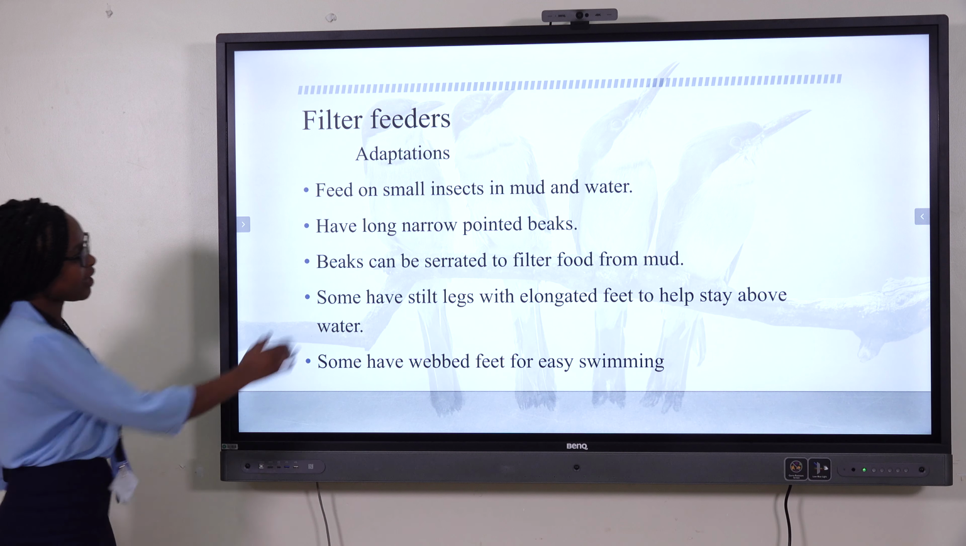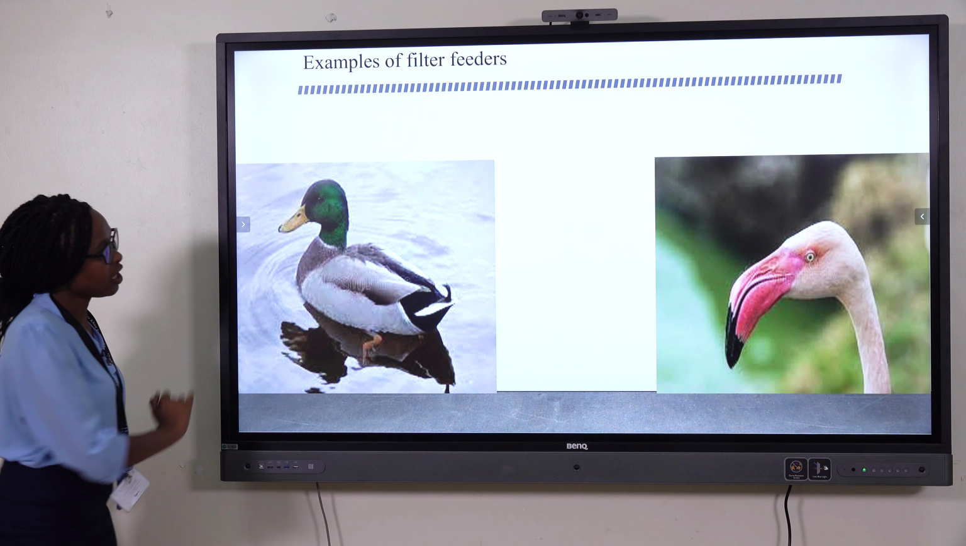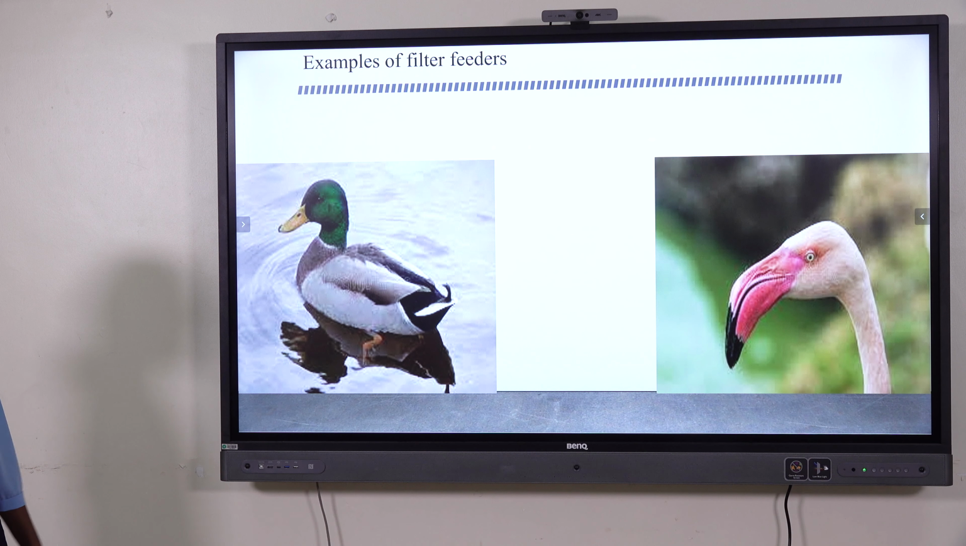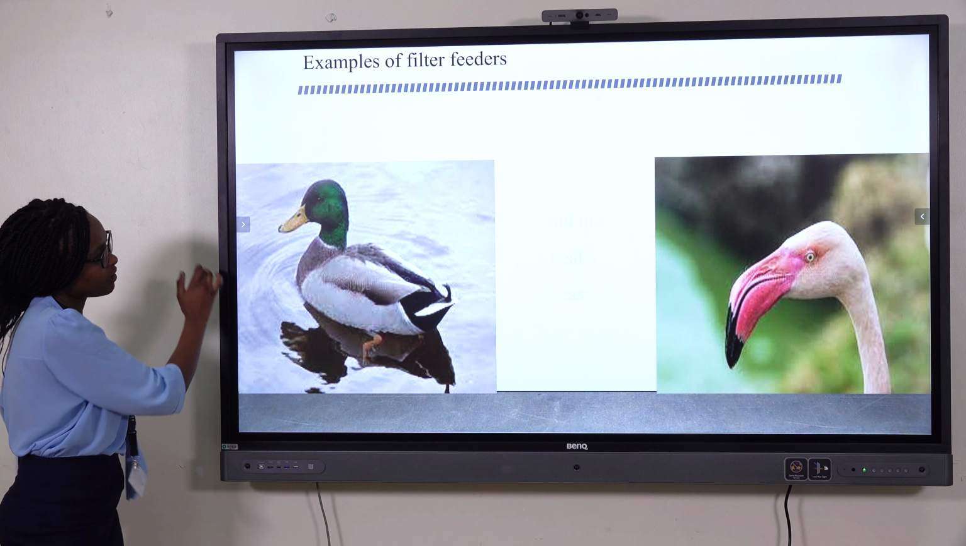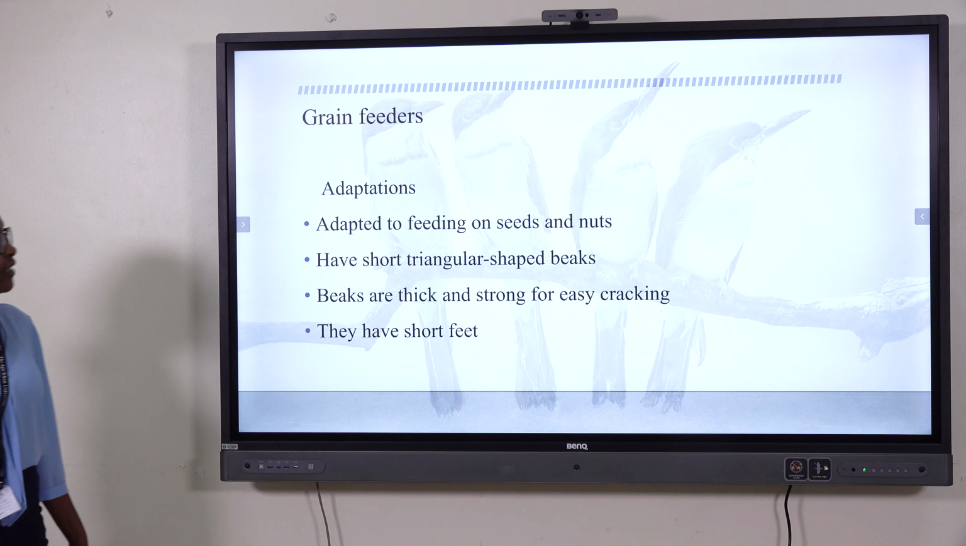So we can see here some examples of the filter feeders. You can watch and see. Those are some of the beaks of these birds that are adapted to filter feeding. Then the other type, we have the grain feeders.